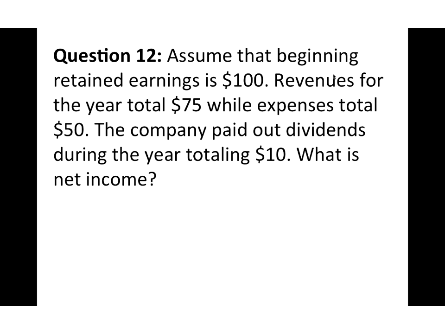Now, this question. Assume the beginning retained earnings is $100. Revenues for the year total $75, while expenses total $50. The company paid out dividends during the year totaling $10. What's net income? You have to enter this answer, and don't use commas or dollar signs in Learning Catalytics, just the number.